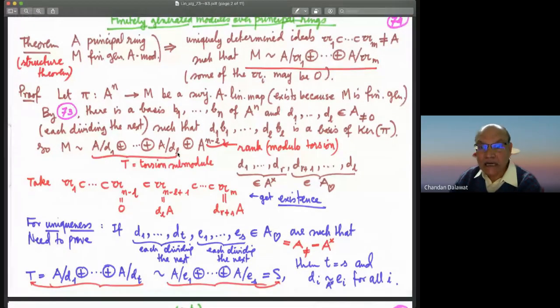So I start with DL, I go to DL minus 1, etc. I keep going down till I reach something which is a unit, and I don't take that unit. Okay? So I get this sequence of ideals A1 up to AM. AM is distinct from A because this dr plus 1 is not a unit.